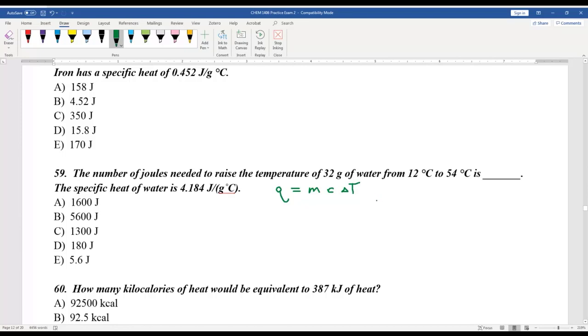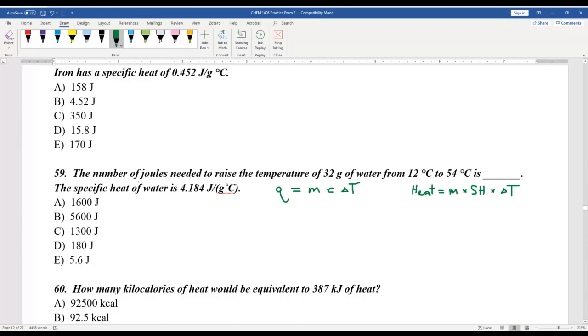M times C times delta T. In your book, it may also be labeled, or given as heat is equal to the mass, or M, times specific heat, which they sometimes label as SH, times the change in temperature, which is delta T. I've seen this in books as well. It means the same thing. Q is just the symbol for heat. C is just the symbol for specific heat capacity, or specific heat for short.